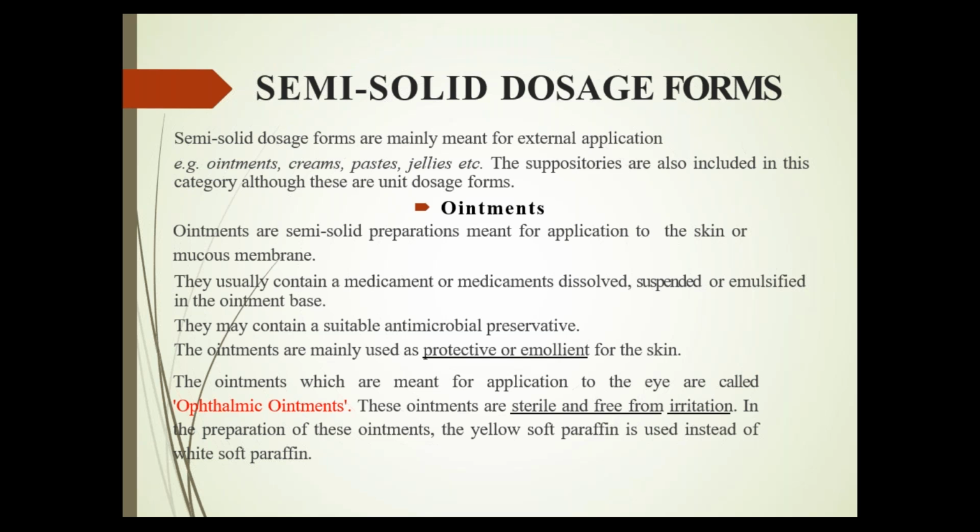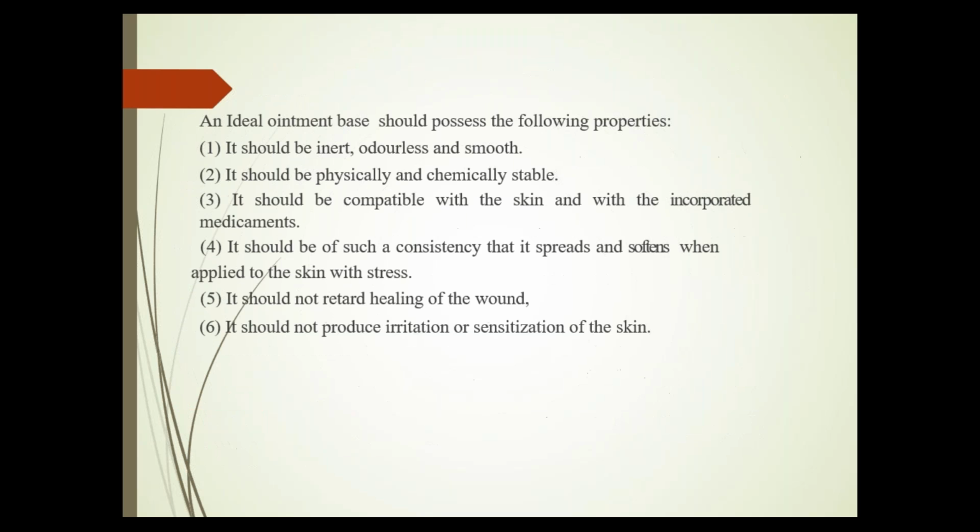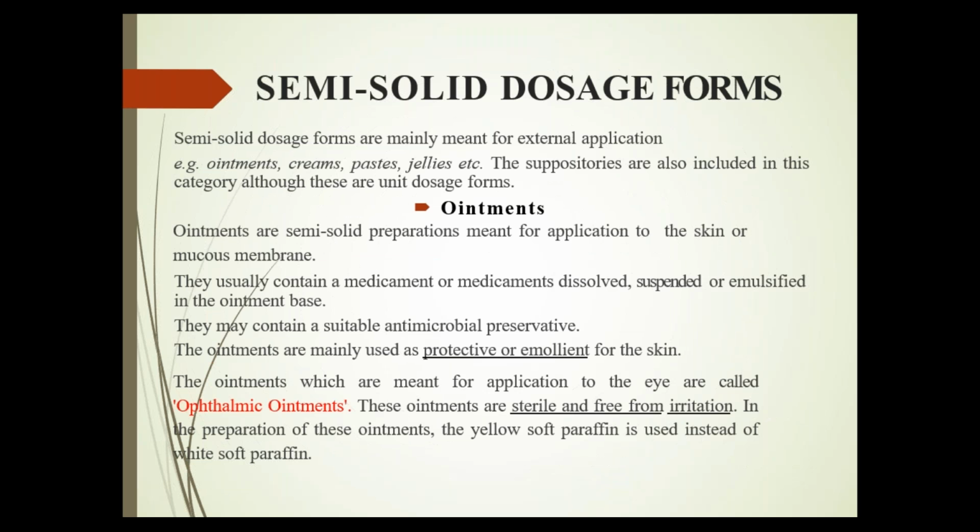Is it clear why we use only yellow soft paraffin? Because white soft paraffin is made from yellow paraffin after bleaching the yellow. That is, there will be a bleaching agent. So even after the whole process is completed, there are sometimes traces of this bleaching agent which can irritate the eye. So we do not use white soft paraffin and instead yellow soft paraffin is used.